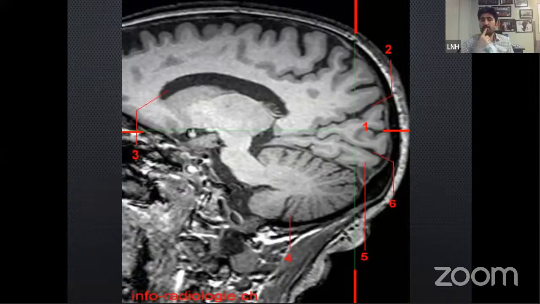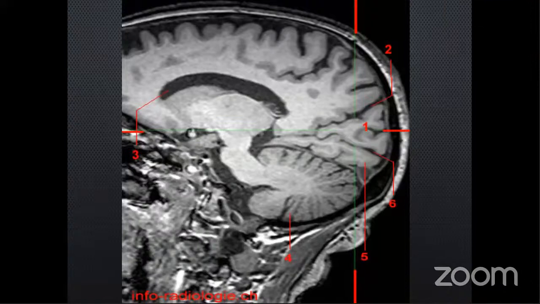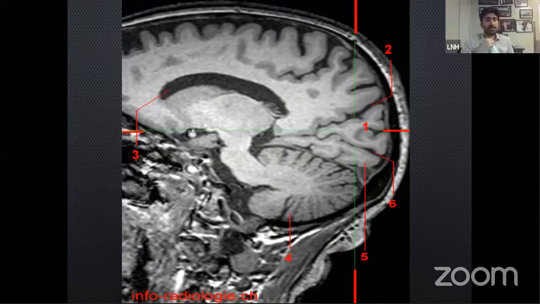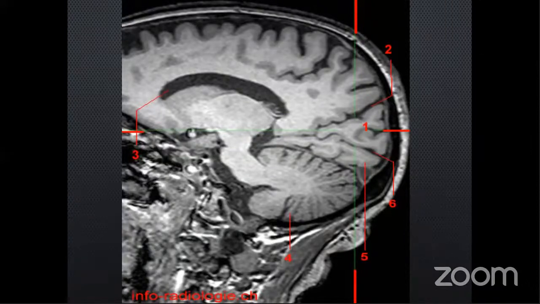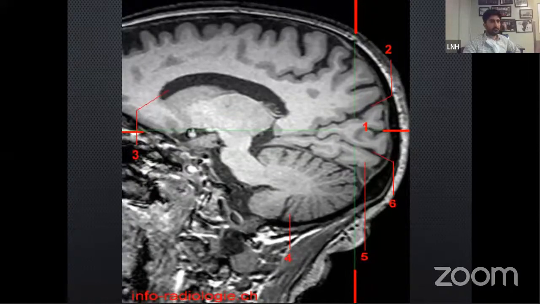And what is number 5? Guys, what is number 5? Dr. Aruj Bhatti is saying that's lingula. Yes, I agree, sir. This is the lingula, the lingual gyrus. So can you explain the MRI once more, and then we'll move forward? Okay, sir.